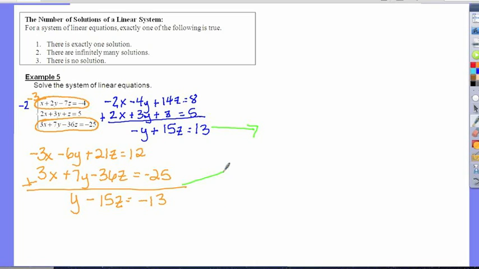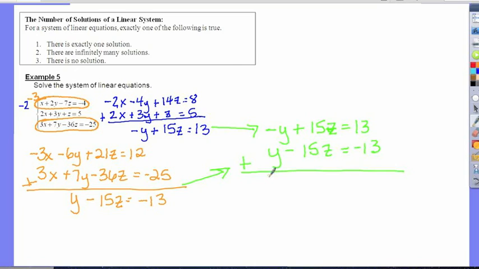Now we need to put these together. Negative y plus 15z equals 13. Positive y minus 15z equals negative 13. We can go ahead and add these together because we notice that the y's will cancel and the z's will cancel. So the y's are gone, the z's are gone, and 13 and negative 13, those are gone.